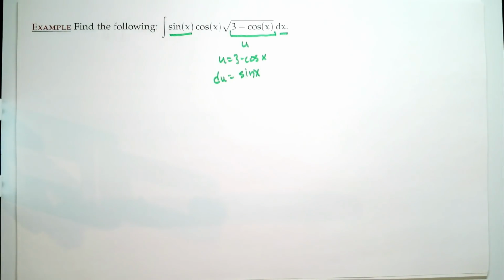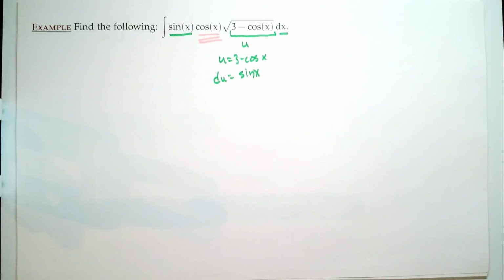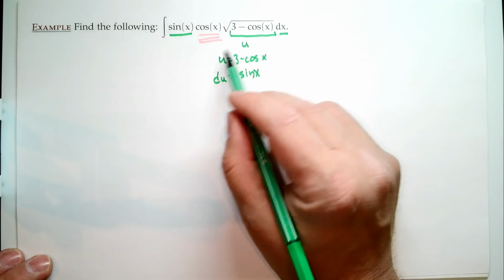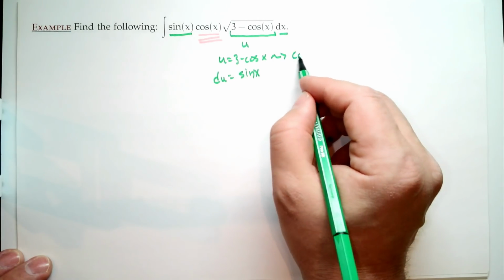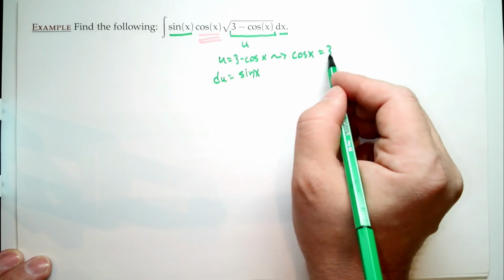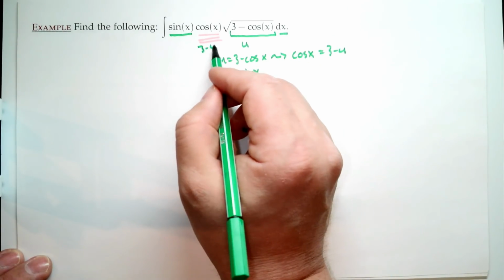But now, is this going to work? We have that also sitting there, cosine x. Because we have to update everything. We can't just update part of it and leave part of it alone. You have to update everything when you're doing substitution. So here's a case where you say, hey, I know what to do. This u equals 3 minus cosine x, I can actually solve it and say that cosine x is 3 minus u. So this part can become 3 minus u.